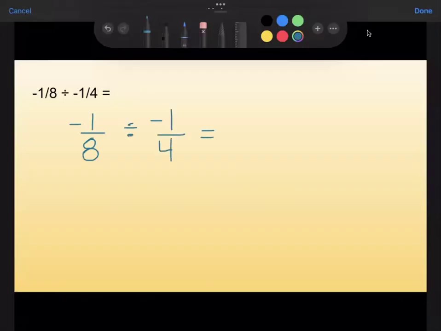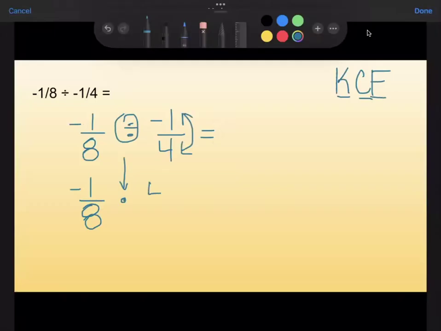Okay, so whenever we're dividing fractions, we use a method called keep, change, flip. Or it could be called something else, but the idea is the same. What happens is we keep the first fraction the same. So I'm going to keep negative 1 over 8 the same. I'm going to change from division to multiplication. And then I'm going to flip the second fraction around so that it is 4 over negative 1.